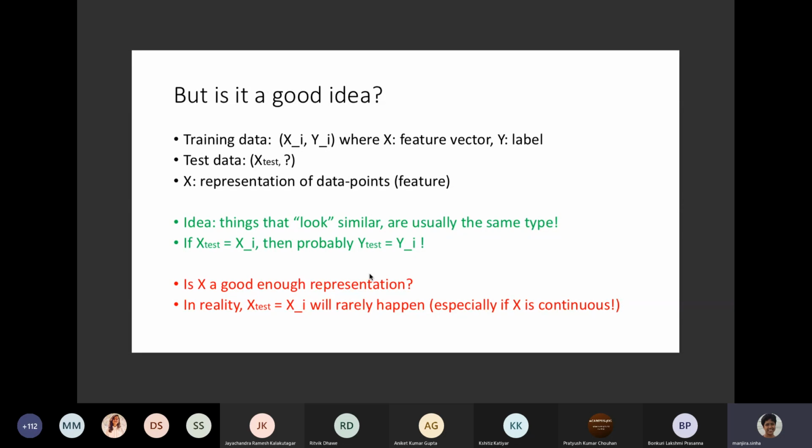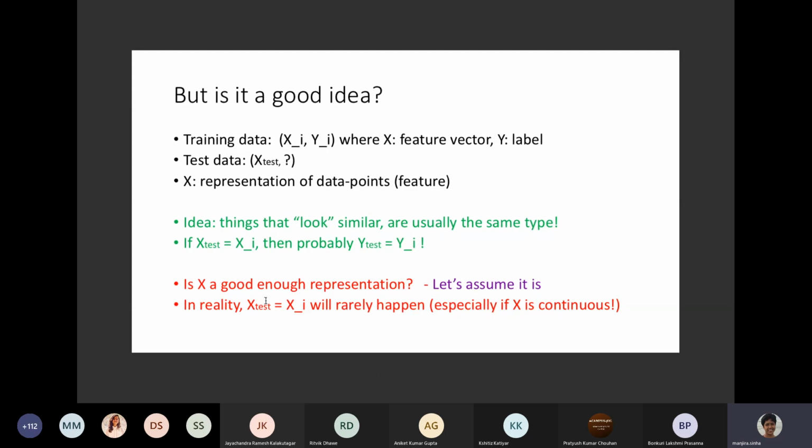So is x a good enough representation? Because how we define x, that matters. And also in reality, this assumption that my test data point will match one of my training data points will rarely happen, especially if x is a continuous variable. Then the probability is very, very rare to actually match the test data point to a training data point. But let us assume it does.